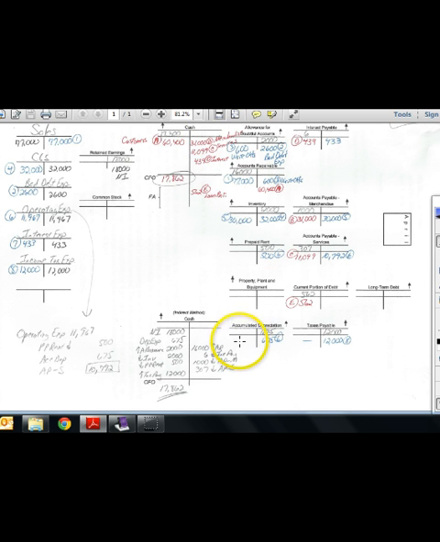One thing I want to point out, notice the allowance account. That is a contra asset, but it's a contra current asset. So that change of 2,000, notice it's going to go down here in this reconciliation down below.